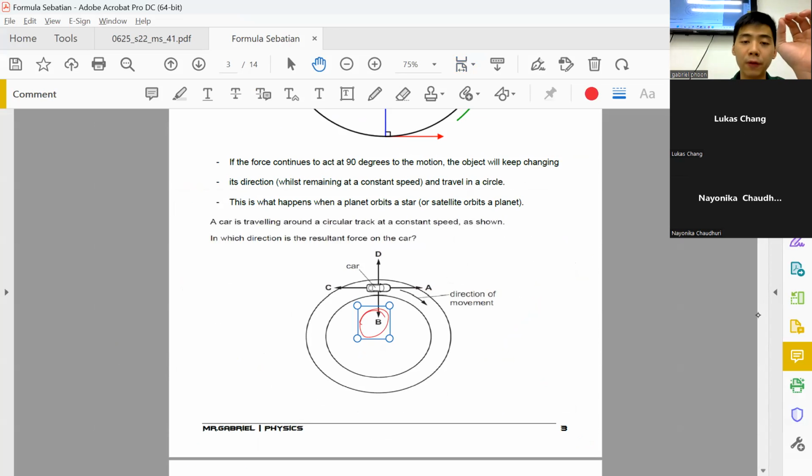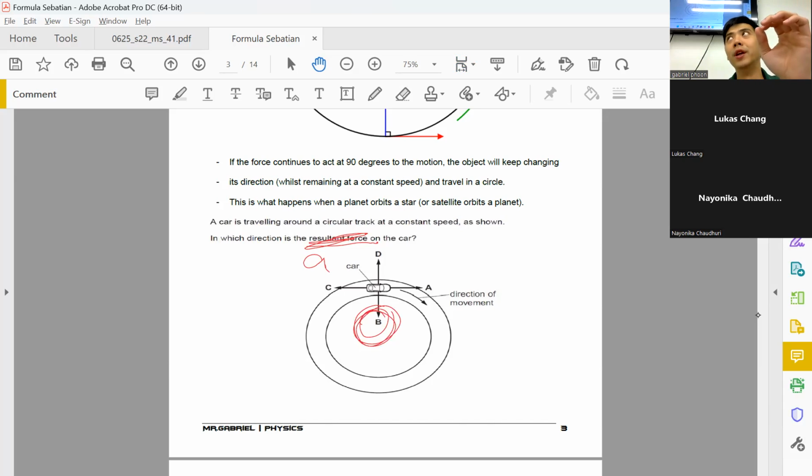Meaning to say, if the question changes a little bit, and instead of asking for resultant force, they ask about the acceleration of the car, bam, it's the same thing. It's always towards the center of the circle. Always towards the center of the circle.